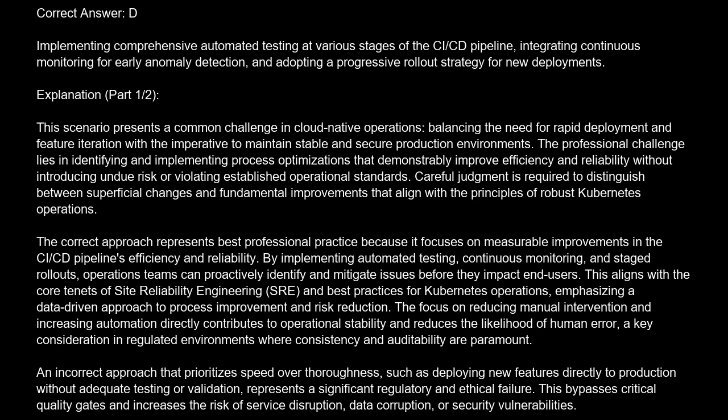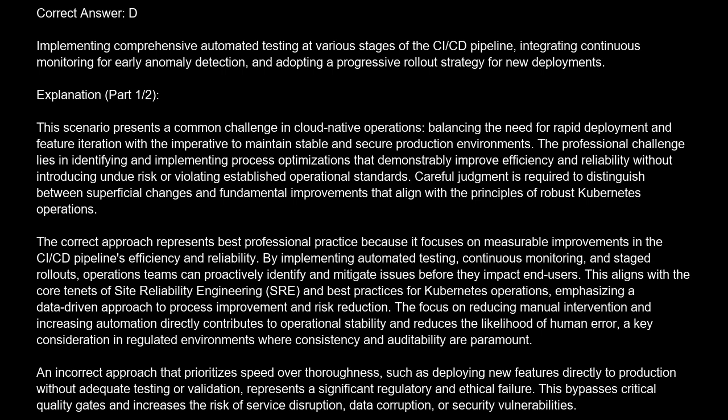Explanation. This scenario presents a common challenge in cloud-native operations, balancing the need for rapid deployment and feature iteration with the imperative to maintain stable and secure production environments. The professional challenge lies in identifying and implementing process optimizations that demonstrably improve efficiency and reliability without introducing undue risk or violating established operational standards.